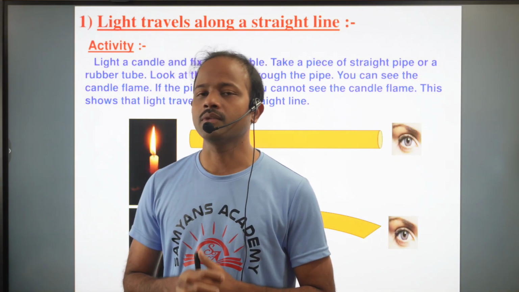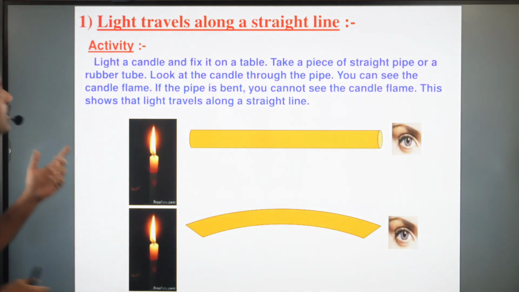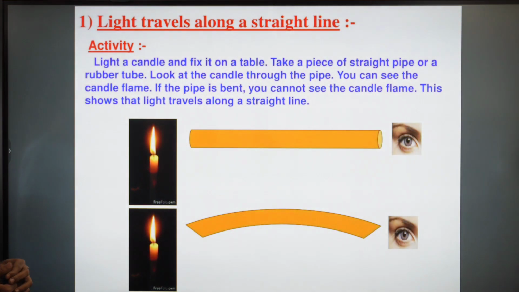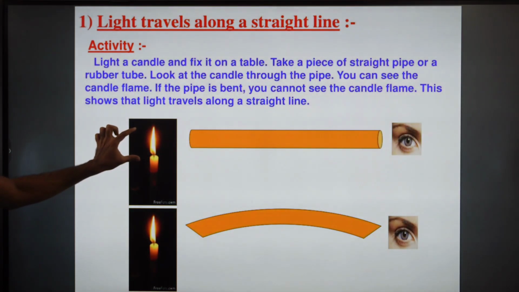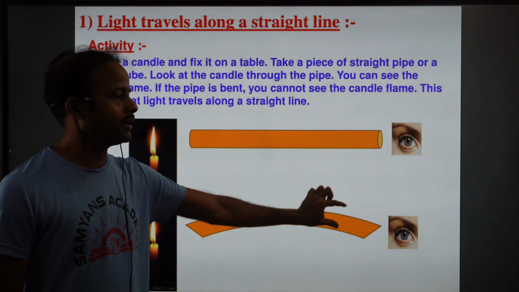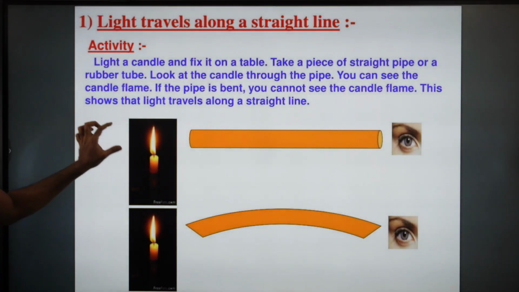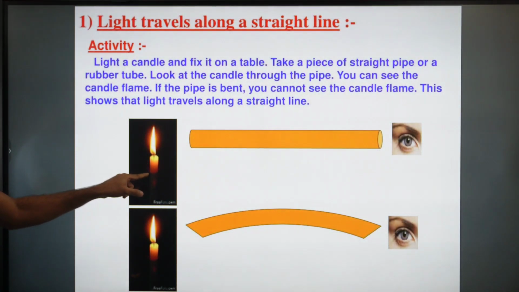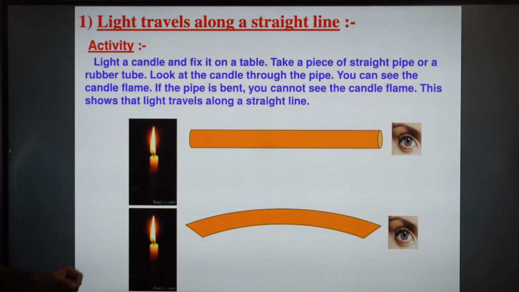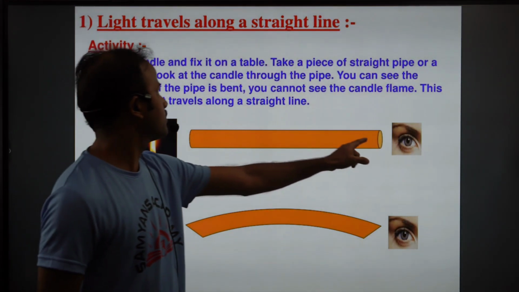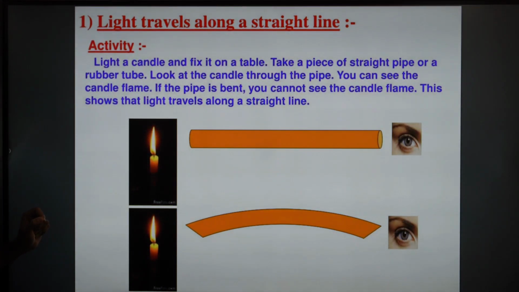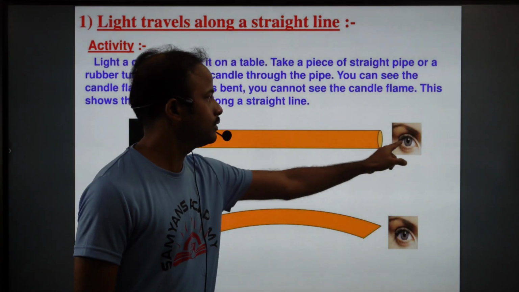In this session we are going to discuss the chapter Light from class 7. So let us start. Light travels along a straight line. To perform this activity, you have to take one candle, one straight pipe and one bent pipe. Light a candle and fix it on a table. Take a piece of the straight pipe or rubber tube like this and look at the candle through the pipe.